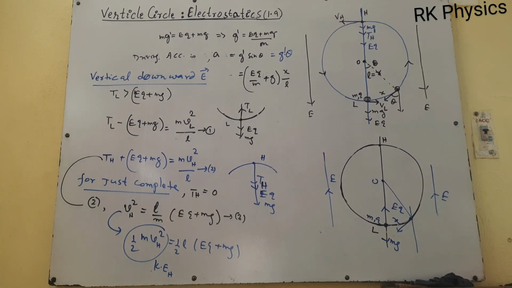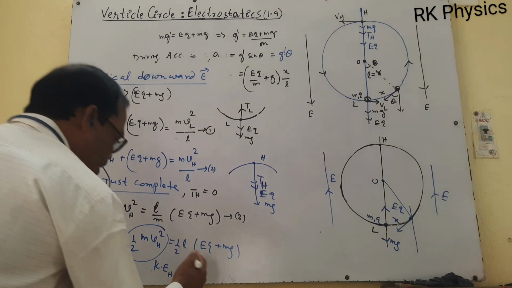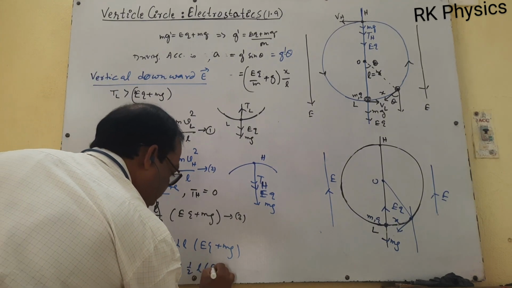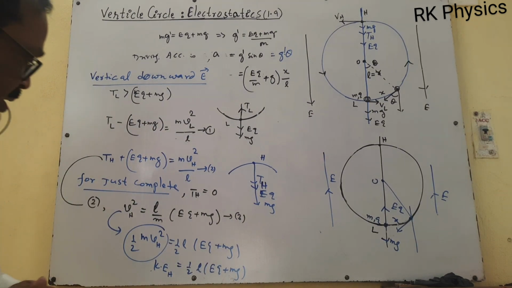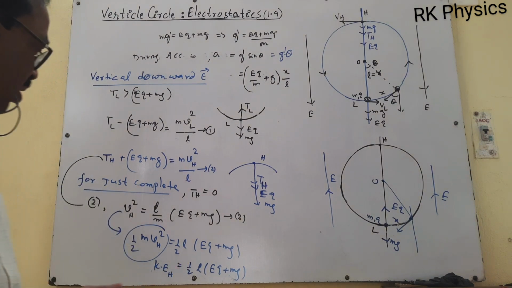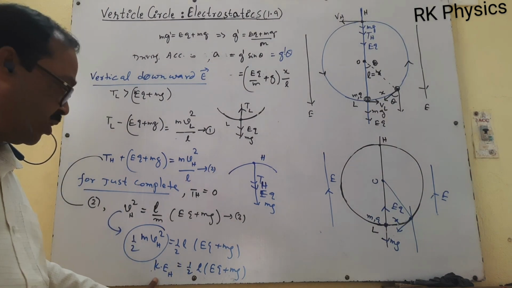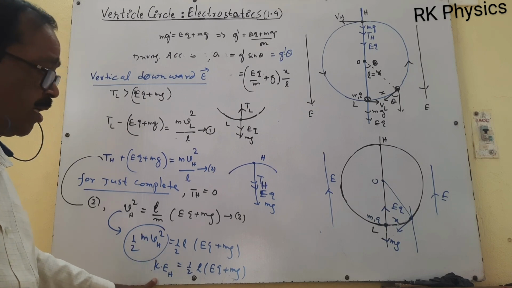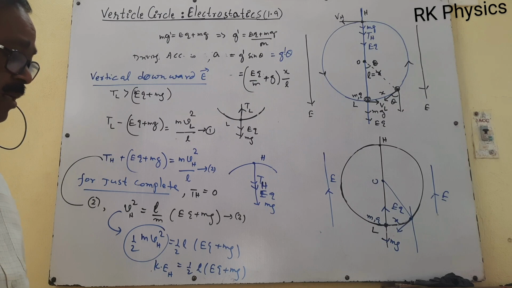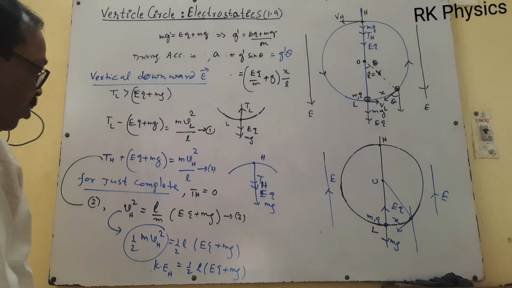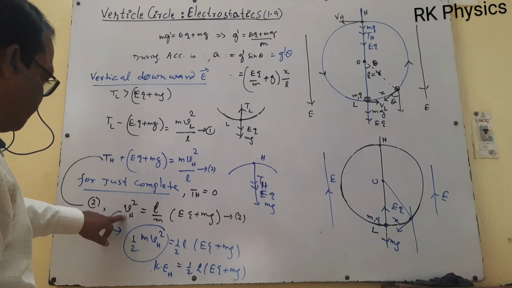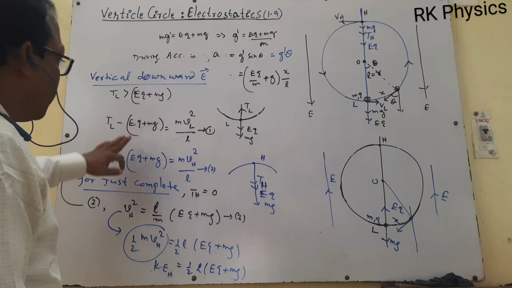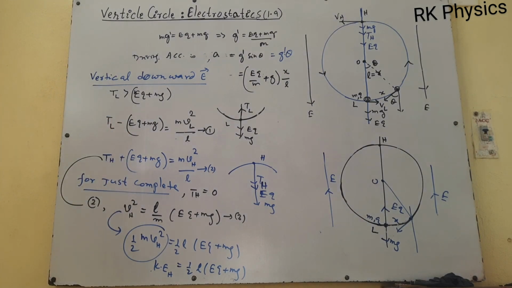Okay, this will give you the kinetic energy at the highest point, that must be equal to half L into (EQ plus mg). That means if E is given, Q is given, mass is given, L or length is given, then you can find out the value of kinetic energy with this formula. This is the minimum kinetic energy at the highest point. Now if you put the value of VH, then you can find out the value of VL in another equation.